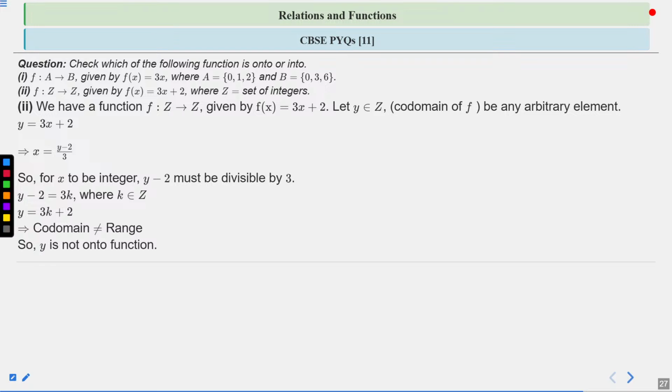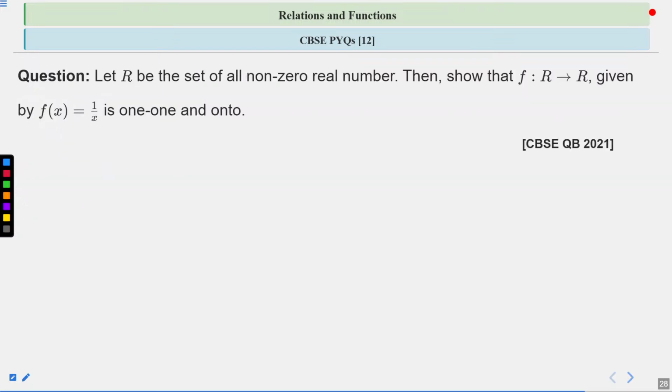Okay. So let us move to the next question. This question was asked in CBSE QB 2021. The question is, let R be the set of all non-zero real numbers, then show that the function f defined from R to R given by f(x) is equal to 1 by x is one-one and onto. You have 10 seconds to solve or think about this question. After that, we will discuss the solution part.